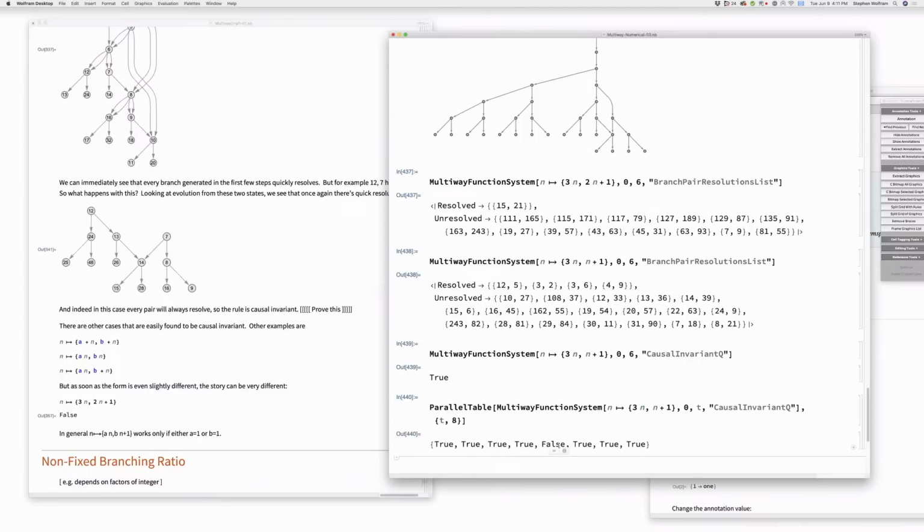That's really weird. Why does that happen? So that means that there'll be branch pairs after 2 steps that hadn't resolved by step 5, but which obviously had resolved by step 6. So we're okay.